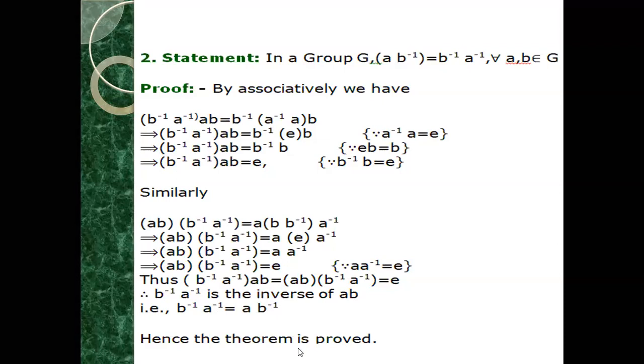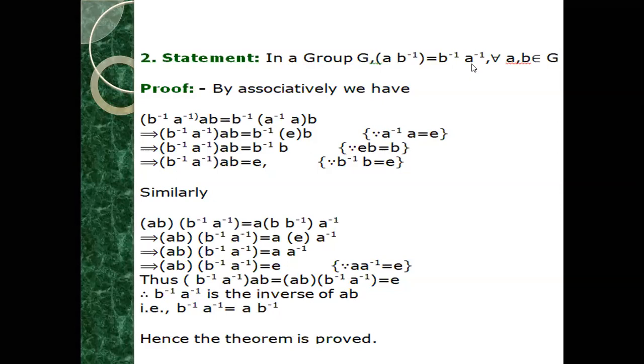Hence the theorem is proved. So once again I repeat this. We have to prove (AB) whole inverse is equal to B inverse A inverse. So you have to remember the inverse law. What is the inverse law? AB is equal to E.